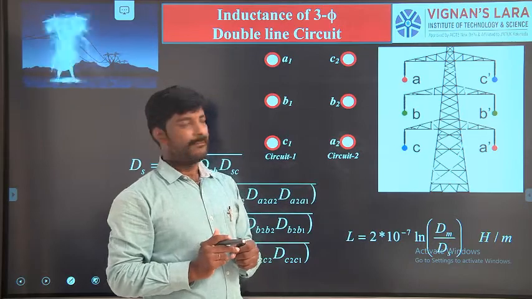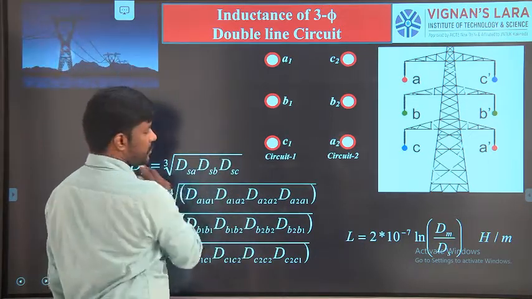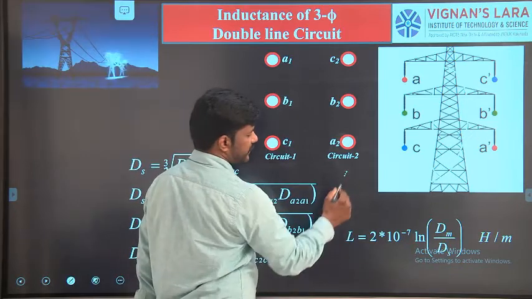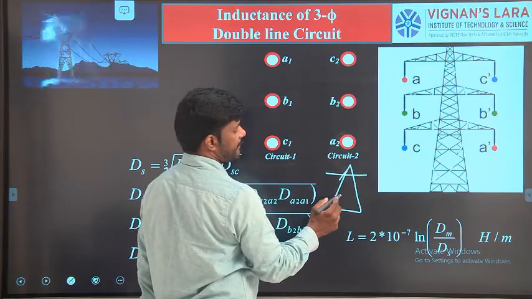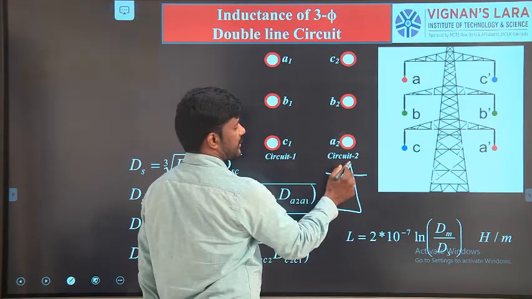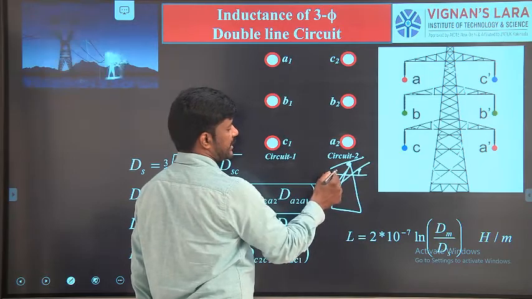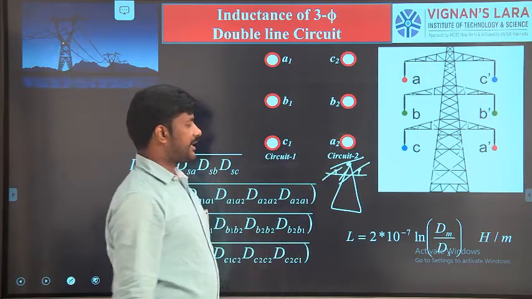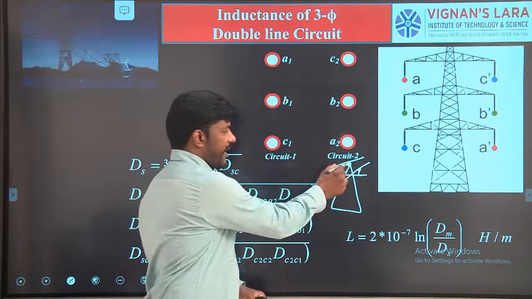Previously, in our calculations, we limited our derivation to a structure like this, having a cross arm, and upon this one conductor running. This is an insulator string, one more conductor, insulator string, one more conductor. In total, 3 conductors are placed in a triangle fashion.